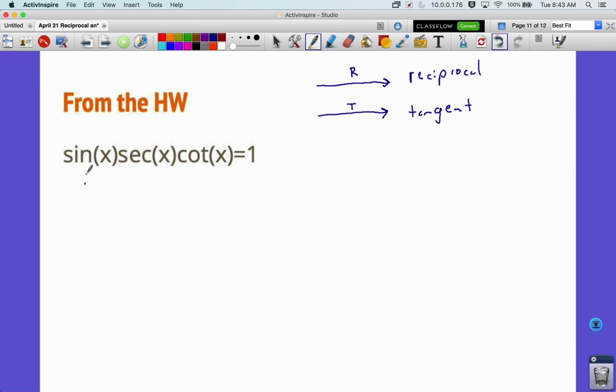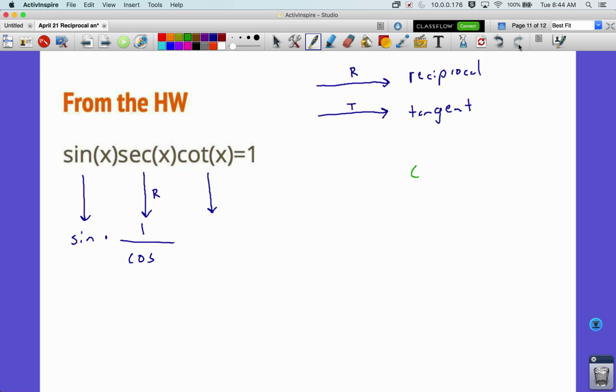So sine, I'm not going to change. Secant, I am going to change. I'm going to make that 1 over cosine. Also, one thing is I drop all of the x's when I'm doing this. So I'm just going to have this equals sine times 1 over cosine. Right there, I used a reciprocal identity, so I put an R on that arrow. And cotangent, I think it's worth learning this one right now.